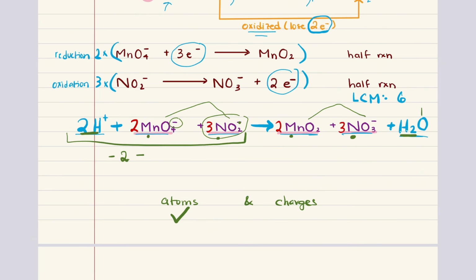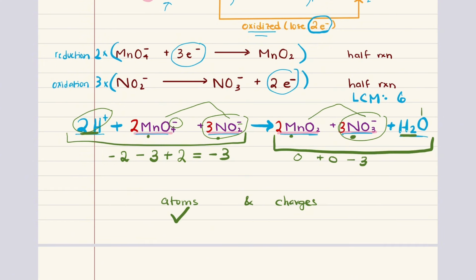We have 3 nitrite at -1 each. And we have 2 hydrogen ions at +1 each. That sums up to -3 charge for the reactant side. Then on the product side, we have 2 manganese dioxide, which are neutral, 1 water molecule, which is neutral, and 3 nitrate at -1 each, and that gives us a total of -3. So both mass and charge are balanced. The reaction is perfect and correctly balanced in acidic solution.